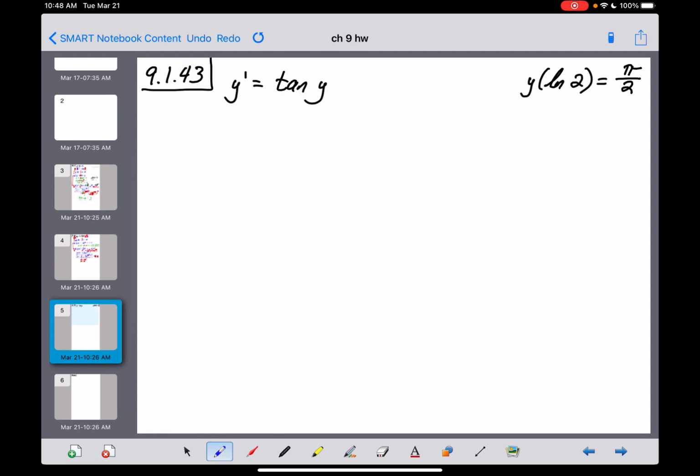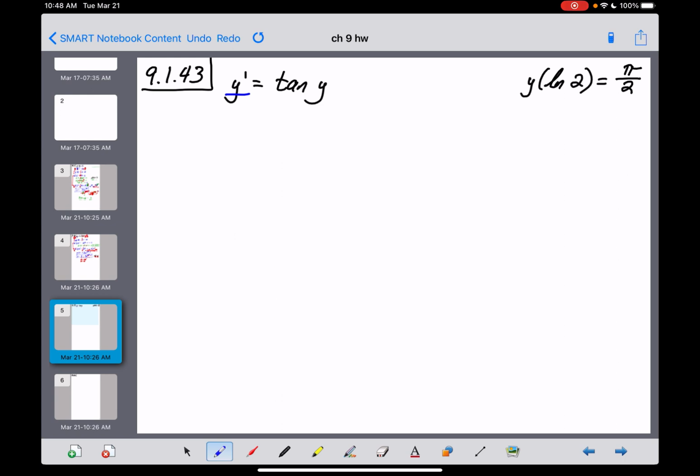Okay, looking at number 43 here, we've got y prime is equal to tangent of y. A little bit weird because there's only really one factor, I guess you'd call it, the tangent of y, and it's over there on the right-hand side. So here's what we're going to do. We're going to remember that y prime is dy dx.